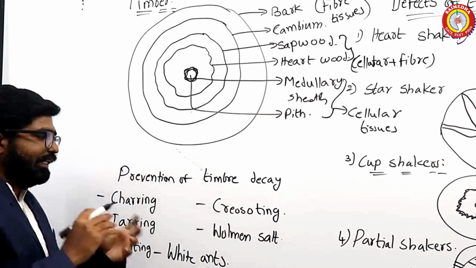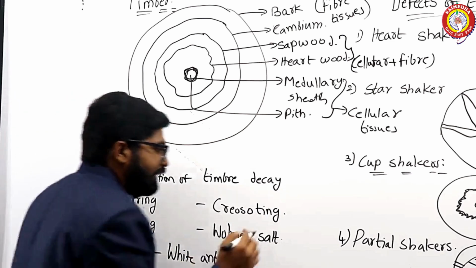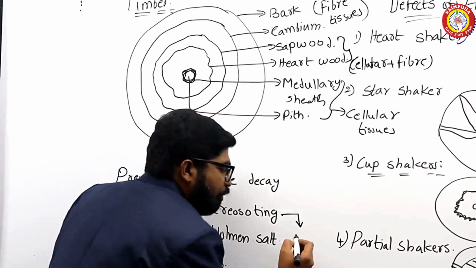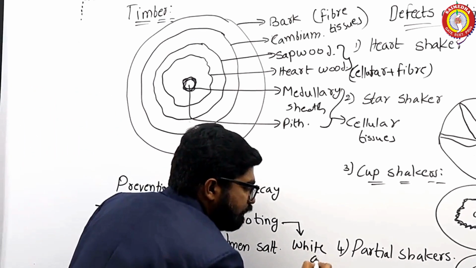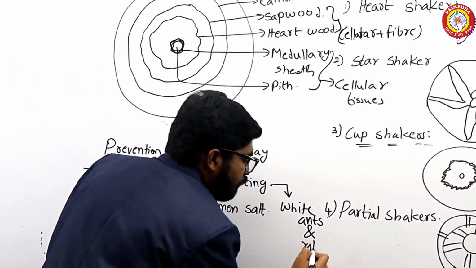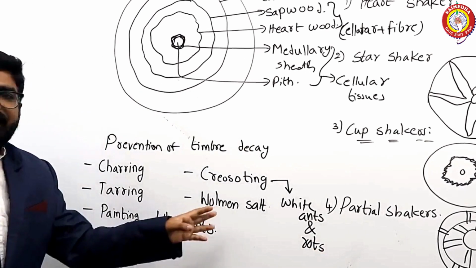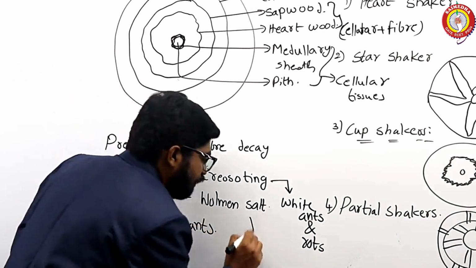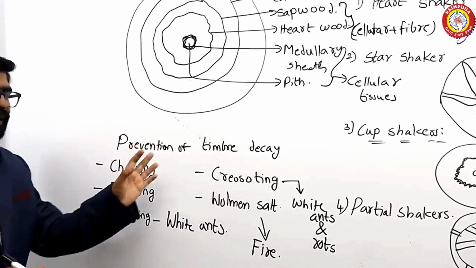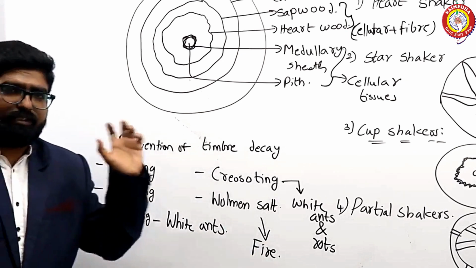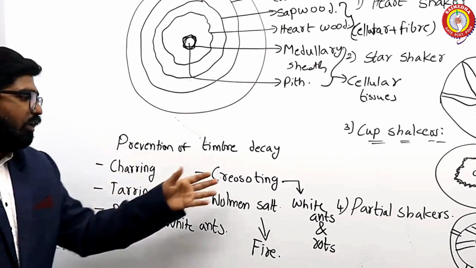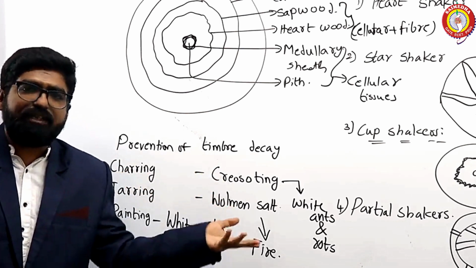And creosoting is applying some different kinds of oils and heating them. This creosoting helps protect from white ants as well as rots and dry rots. And finally, Wallman salt gives you resistance against fire. So depending upon the type of decay that is going to affect us in future, we will try to use charring, tarring, painting, creosoting, or treatment with Wallman salt.